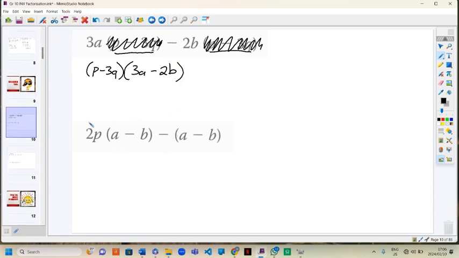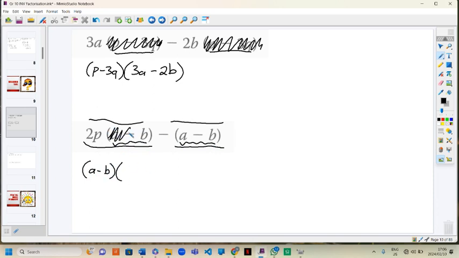Let's try this again. Look at this term, and look at this term. What's common in both of those terms? Good. Can you see that that bracket and that bracket are exactly the same? So once I see that it's the same, I'm going to take it out. So I've got a minus b. If I take out an a minus b in this first term, what's left over? 2p.